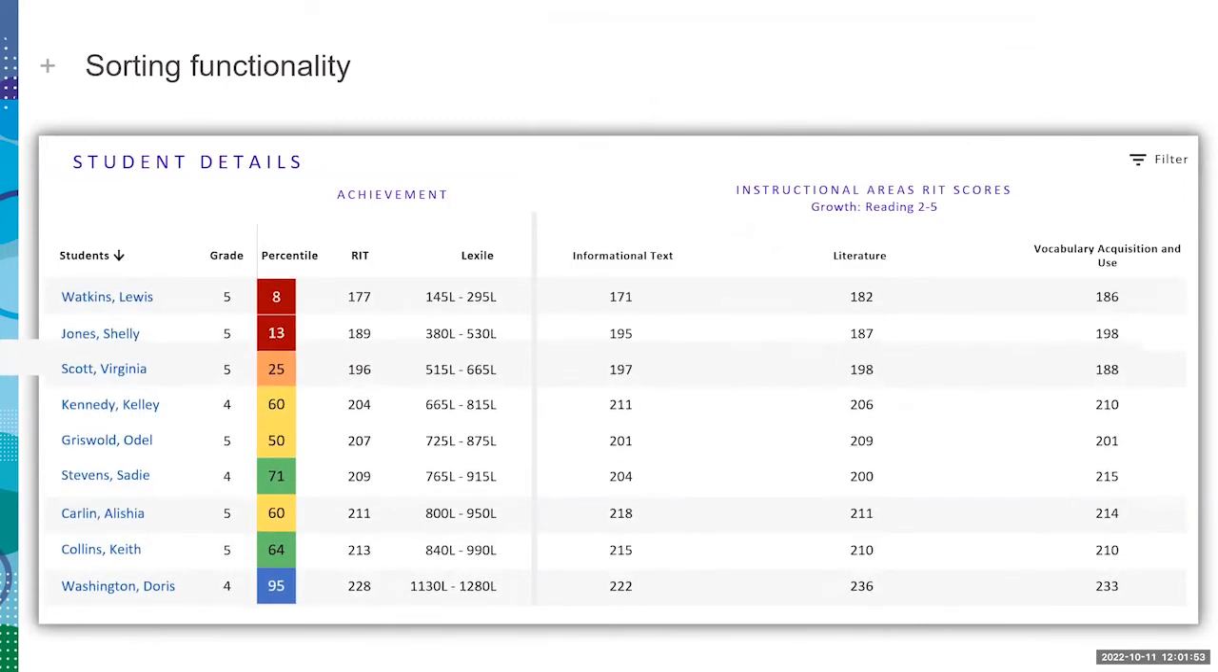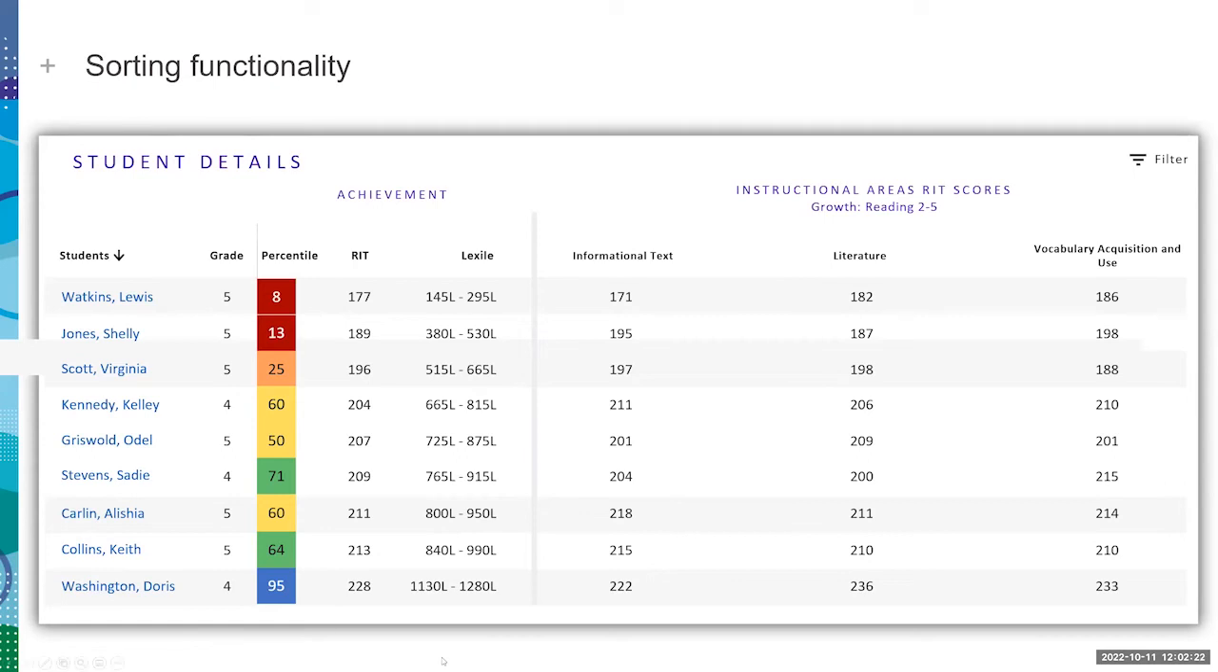So let's say you're working with a teacher who wants to do some really targeted collaborative grouping activities. Maybe we want to make some strategic heterogeneous groups. And maybe I want Lewis down here to be paired up with Doris. And then maybe I want Kelly and Odell in there as well. So I have students that represent different areas on the RIT scale that can work collaboratively together. Maybe Lewis and Doris could make a good partner pair.